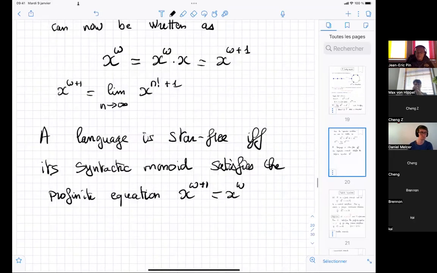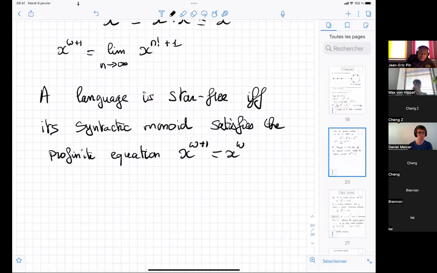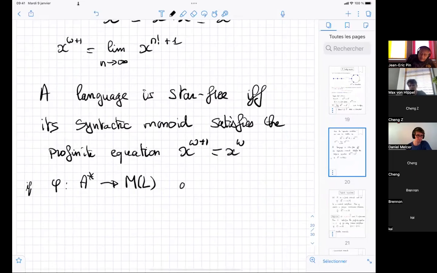Which means what? It means that if you consider the map phi from A star to the syntactic monoid of the language, as we did, it extends, and if x is in A star hat now, then phi hat of x to the omega is equal to phi hat of x to the omega plus 1.